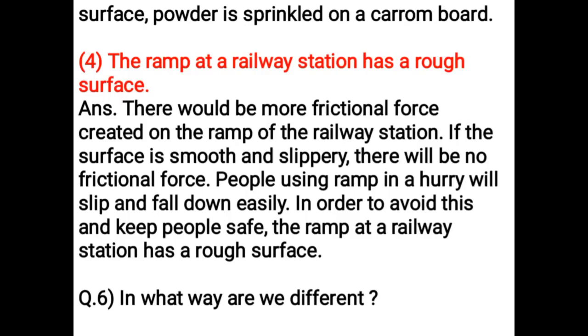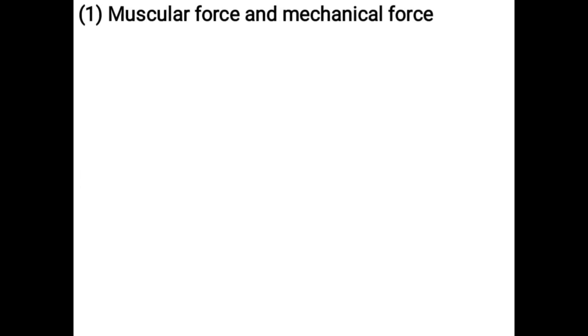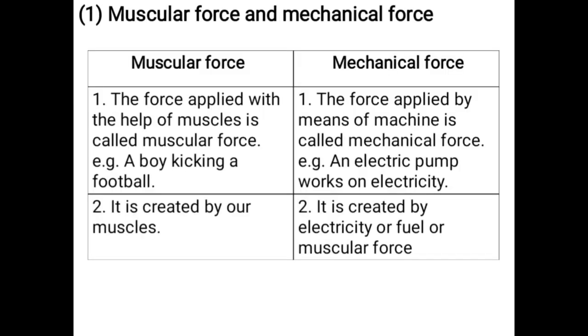In what way are we different? Muscular force and mechanical force. The force applied with the help of muscles is called muscular force. For example, a boy kicking a football. The force applied by means of machine is called mechanical force. For example, an electric pump works on electricity. Muscular force is created by our muscles. Mechanical force is created by electricity or fuel or muscular force.